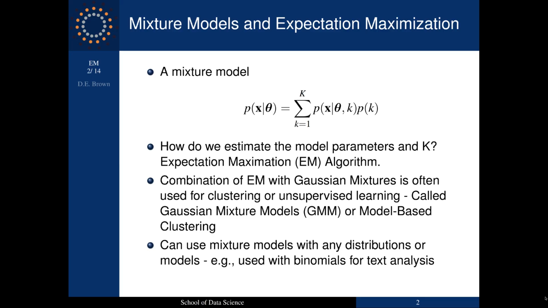We can also use mixture models with any distribution, as I pointed out. It doesn't have to be Gaussians. If you use it for things like binomials or Bernoullis, it can be used for text analysis. And it's also used for more problems than just clustering. You can mix it with, for instance, models, even dynamic models. I've seen it used for prediction of tracks of hurricanes. So it's a very useful technique that has a lot of applicability.